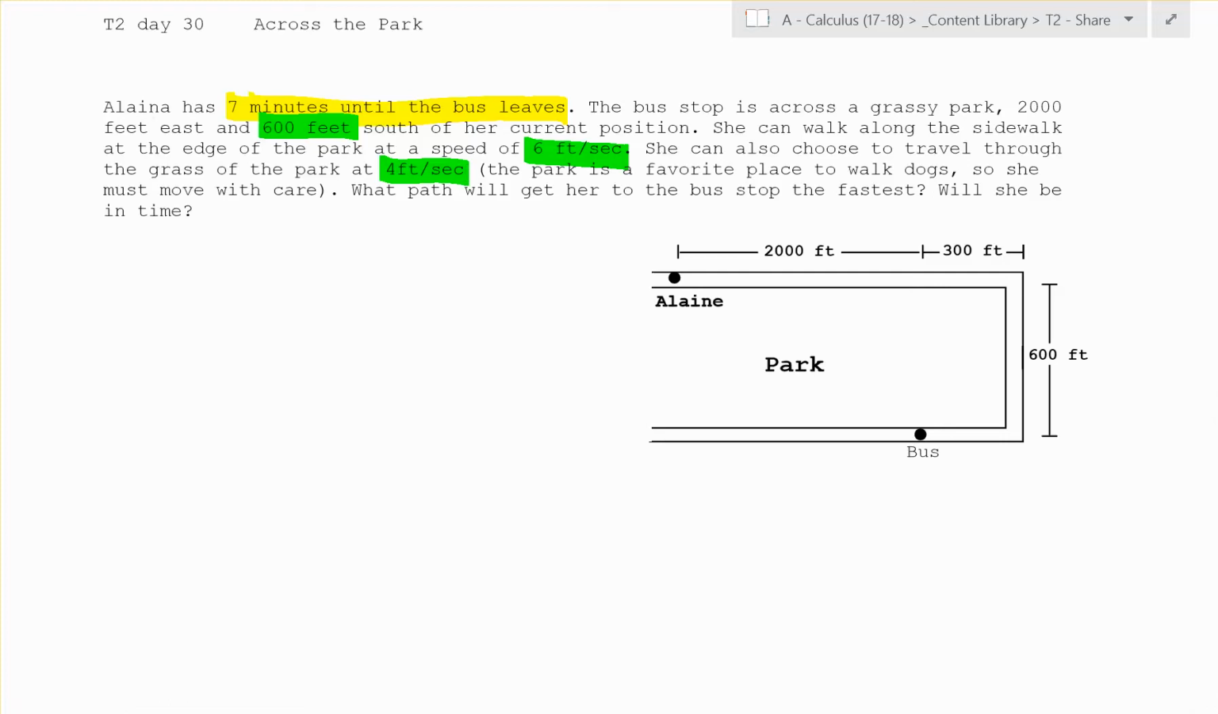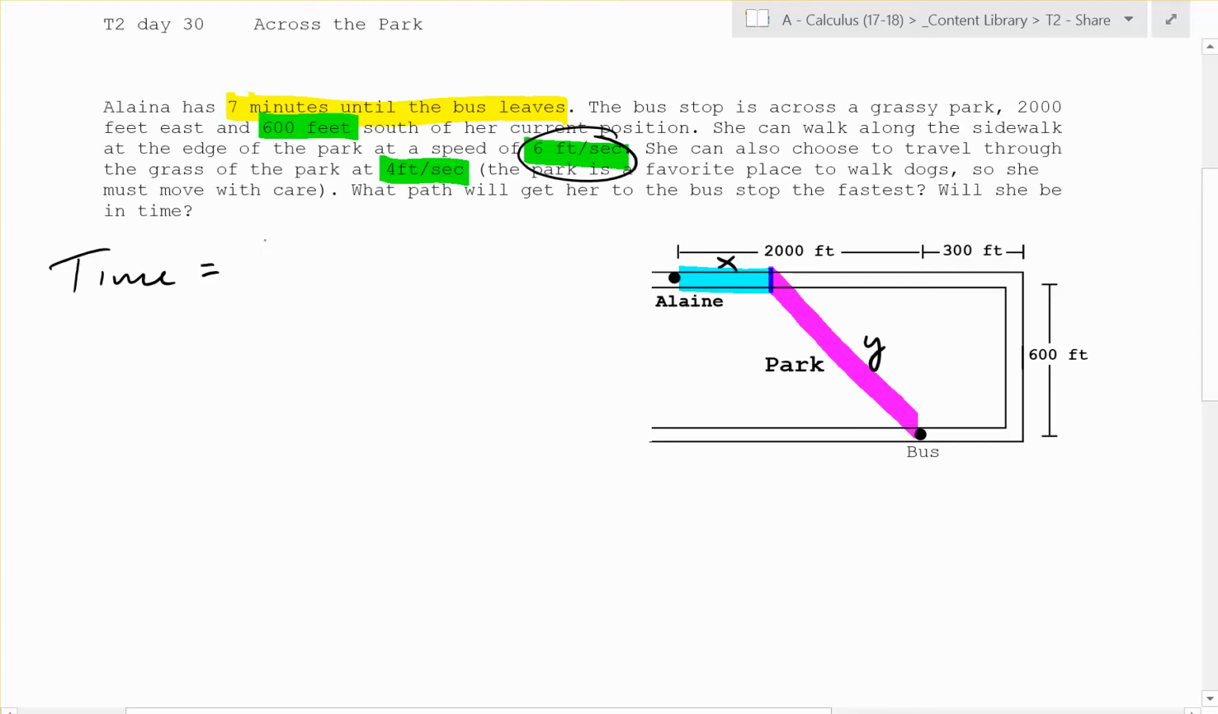So we're trying to minimize time. How long does it take her for the trip? Her time traveled is going to be whatever distance she spends on the sidewalk in time, plus the time she spends going across the park. We're also assuming she's going in straight lines. Let's call that distance x and that distance y. If that distance is x and she moves at 6 feet a second, the time she spends on x is going to be x divided by 6. So 12 feet at 6 feet per second would be 2 seconds. But for y, it's y divided by 4 because she's moving slower when she moves through the park.